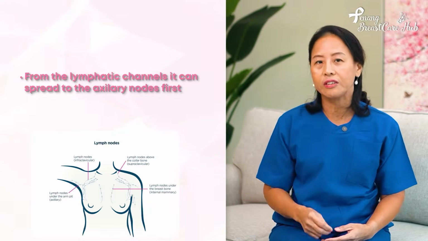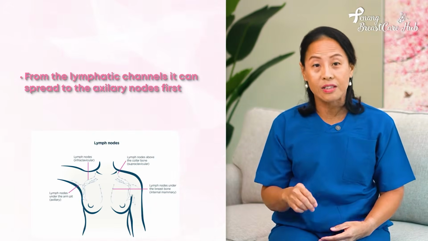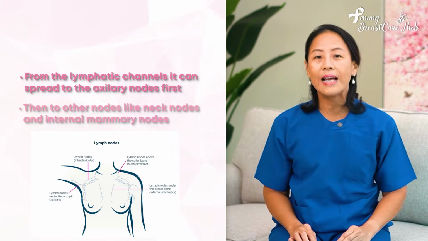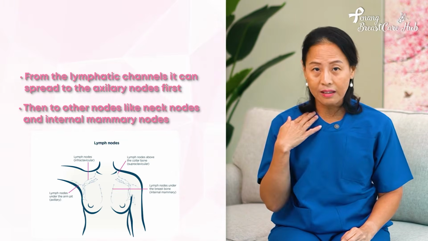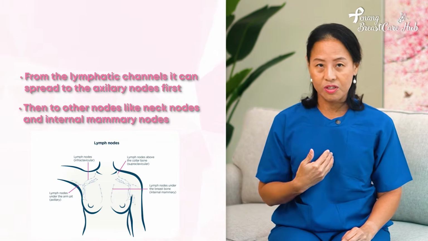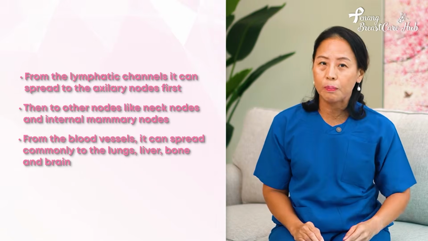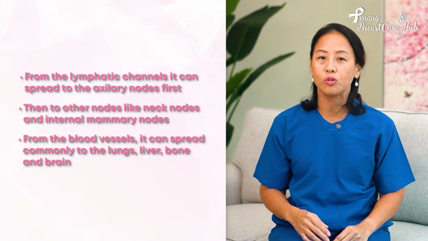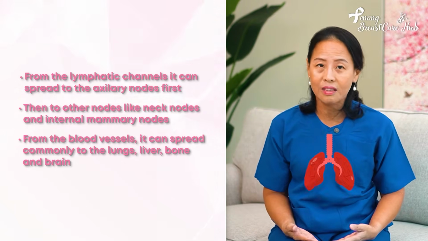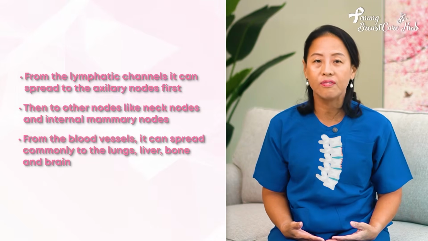From the lymphatic channels, it can spread to the axillary nodes first, then to the other nodes in the neck and the internal mammary nodes. Whereas if it spreads through the blood vessels, it can commonly spread to the lungs, liver, bone, and even the brain. These are most of the common organs or areas that breast cancer can spread to.